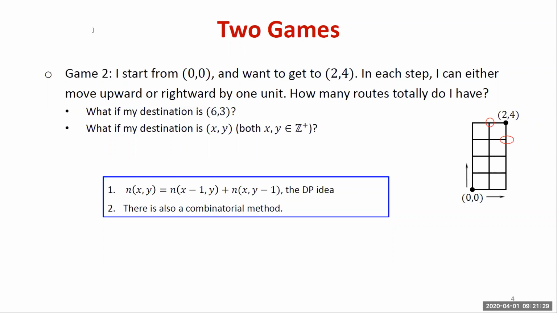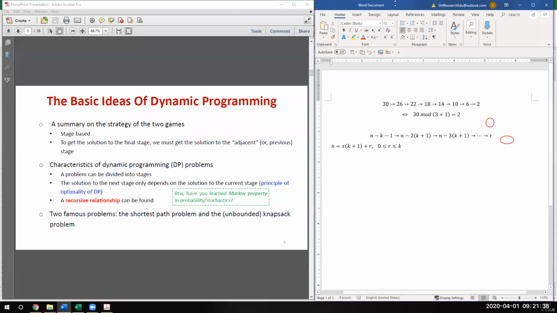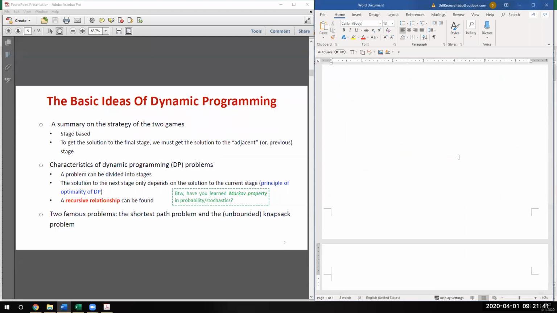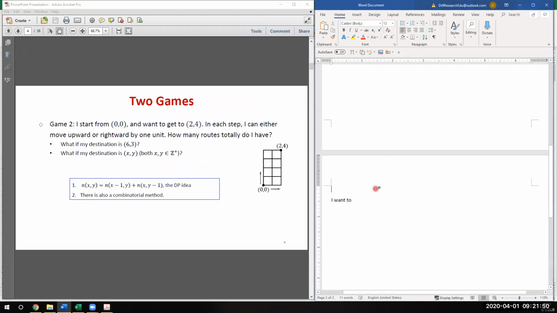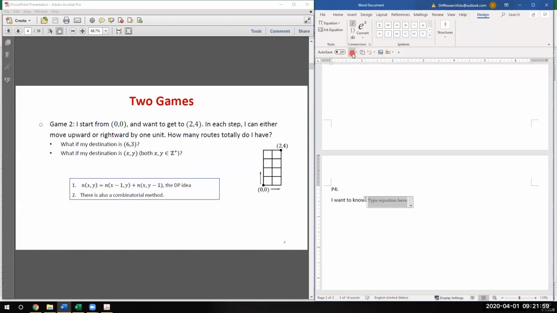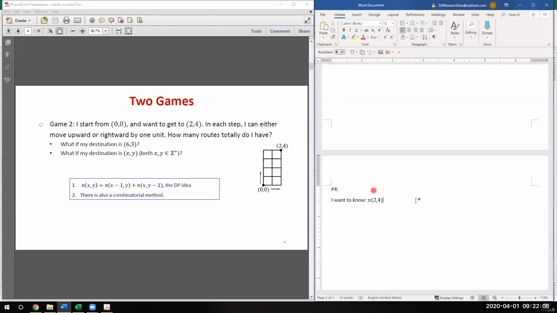Let me still use a word. So have a look at here. What I want to know is actually N(2,4), right? N(2,4) indicates the number of routes that I can go from 0, 0 to 2, 4. That's my question. How many routes totally do I have from 0, 0 to 2, 4?